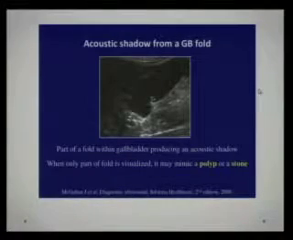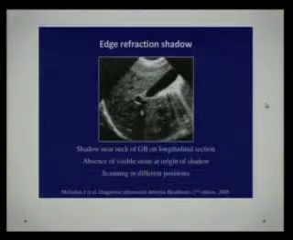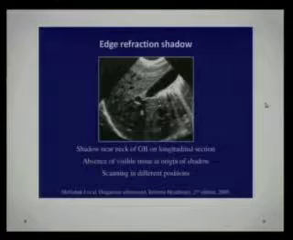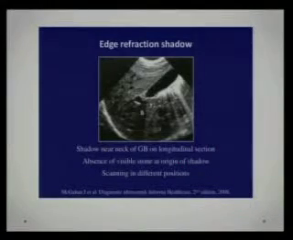All right. Part of a fold within the gallbladder may produce an acoustic shadow. When only part of this fold is visualized, it may mimic a polyp or a stone. Therefore, it is important for the technologist to tell us the gallbladder indeed had folds, because sometimes we can falsely assign this as a gallbladder calculus. This ultrasound image is not uncommon. We see it all the time. Shadow near the neck of the gallbladder on longitudinal section, absence of visible stone at origin of the shadow, and scanning in different positions can help us alleviate what is known as the edge refraction shadow.